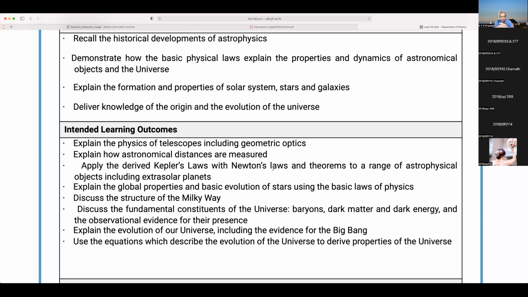And also the next one is to understand the structure of the Milky Way. So the Milky Way is basically the galaxy that we are living in. So we should actually know more details about our galaxy. Because of that, we will learn about the structure of the Milky Way, what it is made of, what kind of basic properties we can see in our Milky Way. And at the same time, we will learn about the other galaxies as well, right?